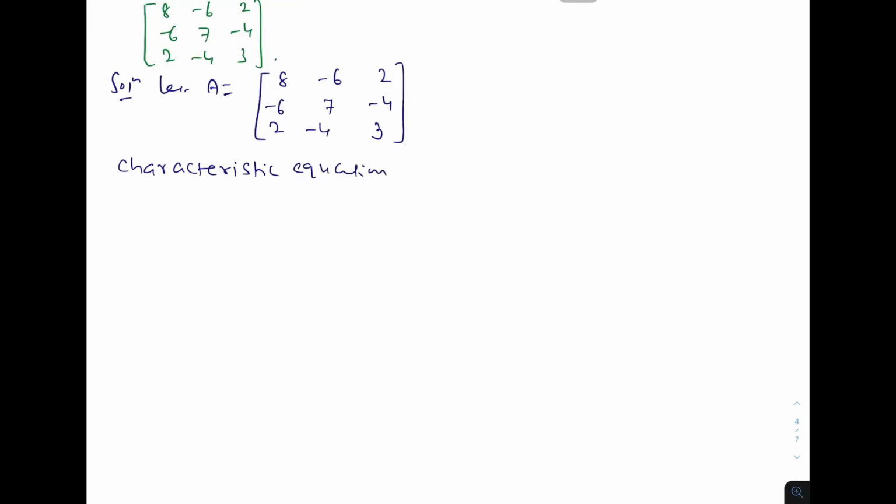And we know that is nothing but determinant of A minus lambda I equals 0. We will also have lambda cube minus S1 lambda square plus S2 lambda minus S3, and that is equal to 0.